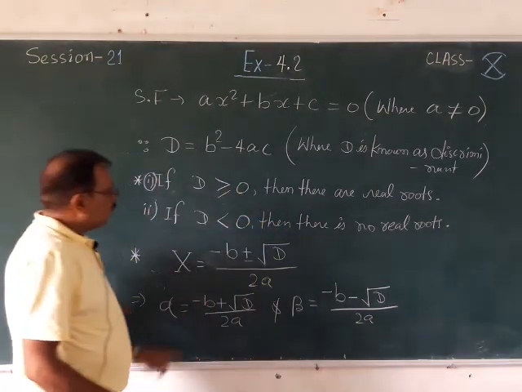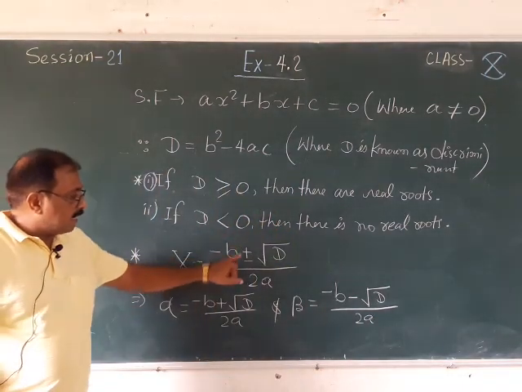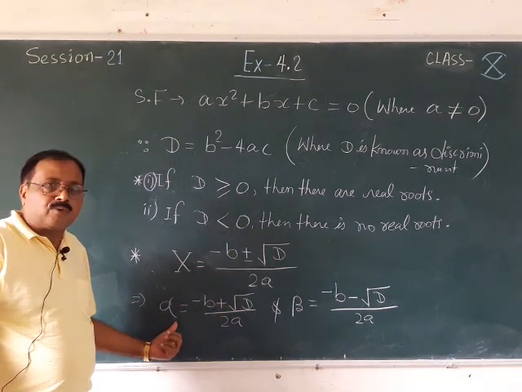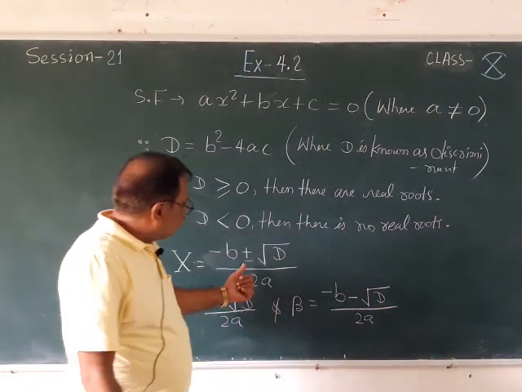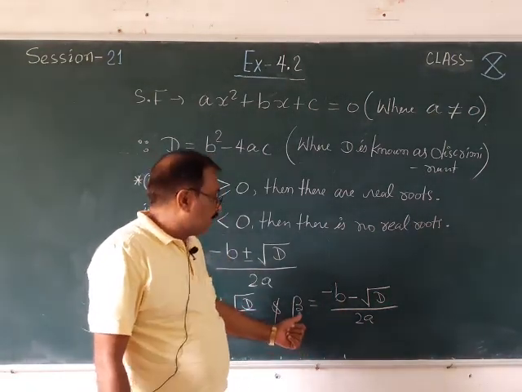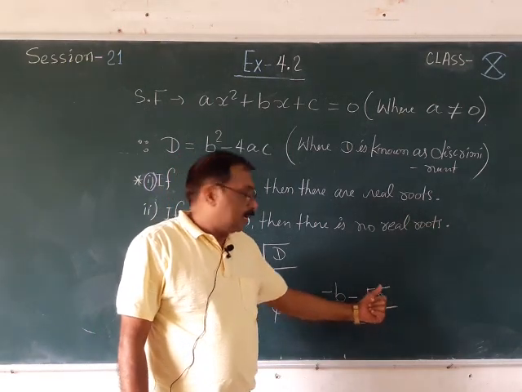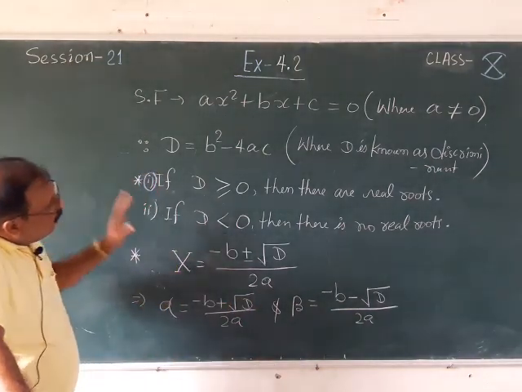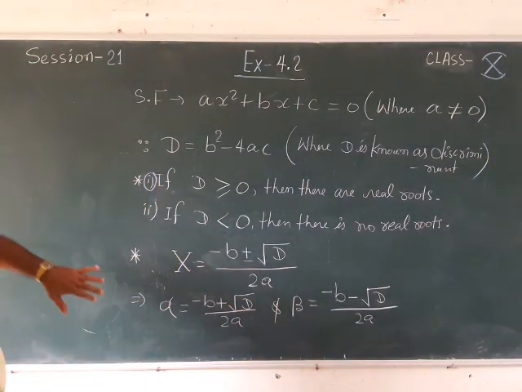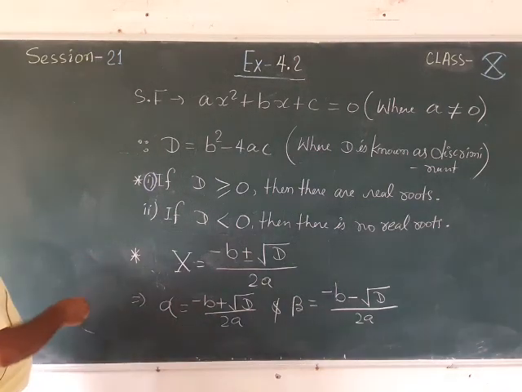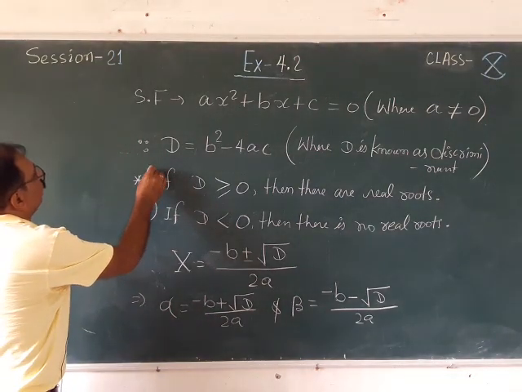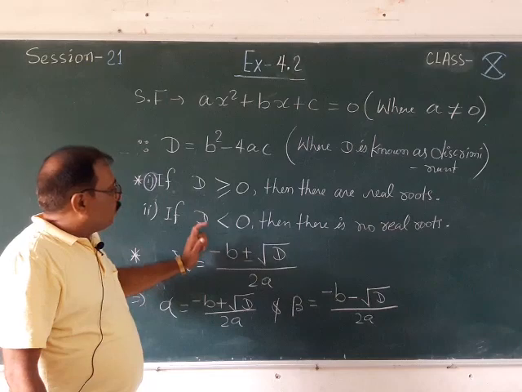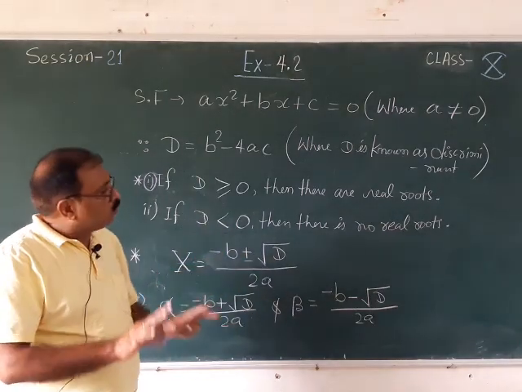Here two signs are given together, plus and minus. By taking the plus sign you will find the first root, named alpha, and by taking the minus sign you can find the value of beta, that is minus b minus under root D upon 2a. So alpha and beta both can be obtained, but it should be very clear that this holds when D is greater than or equal to 0. If D is less than 0, then there is no real root, and no need to proceed.